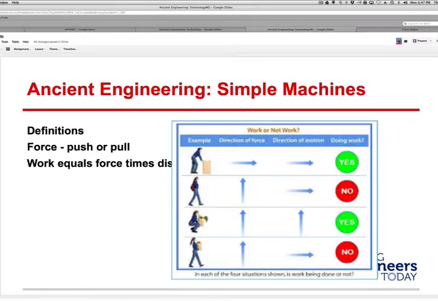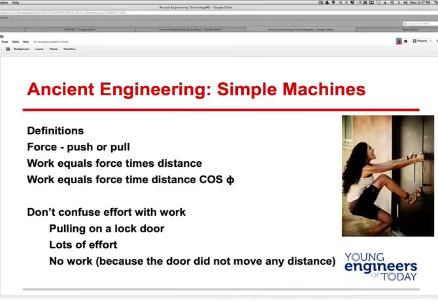Now, let's not even worry about this. It's more of a direction of displacement. We're not going to worry about this. Don't confuse effort with work. Pulling on a locked door is a lot of effort. You're pulling on that locked door. However, by the definition of physics, no work because the door didn't move any distance. So work is not the same thing as effort.